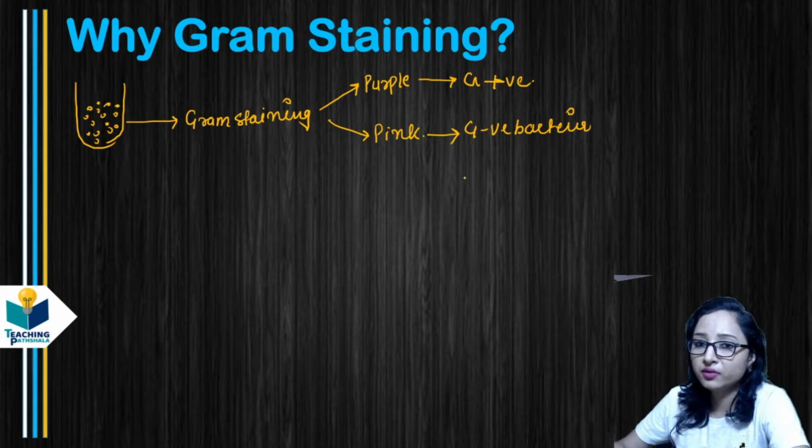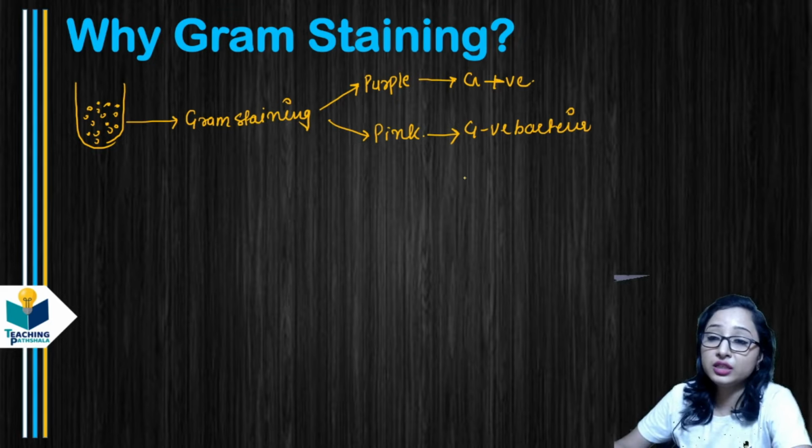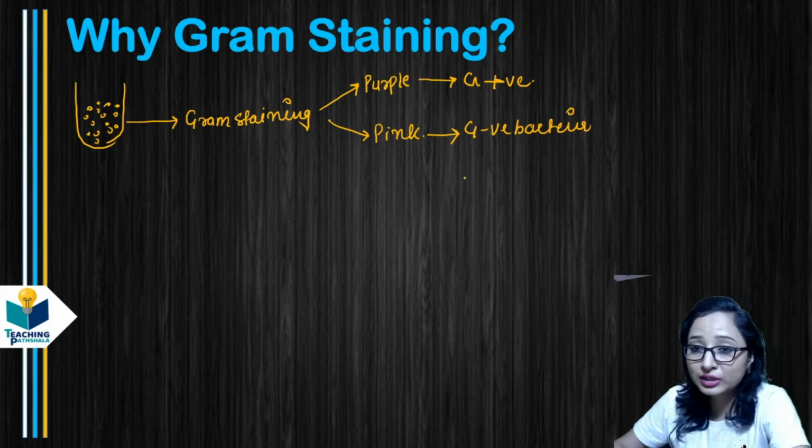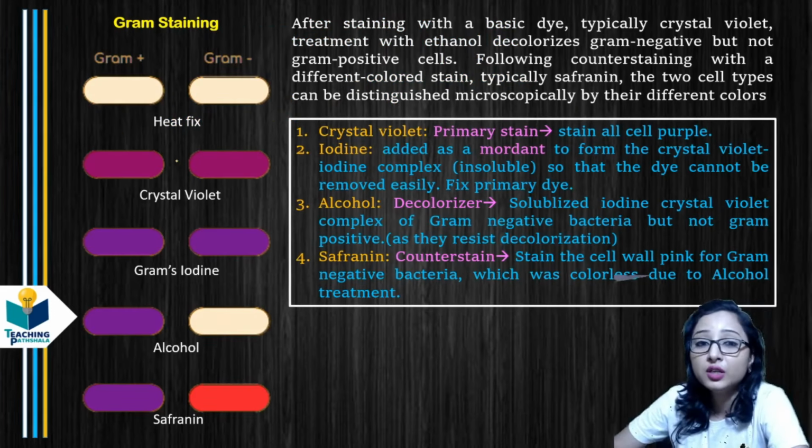So in this way we used to say what we are actually going to get after the gram staining, and it will help you in the very initial step when you are going to work with any stain which is totally unknown to you. Okay, so here we are with the different process of how the gram staining is performed.